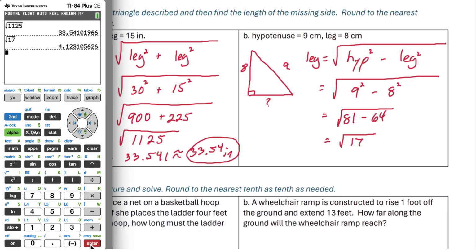Square root of 17 is 4.123. We're rounding to the nearest hundredth. So we're looking at the 2 as the rounding digit. Looking to the right of that, we round down to get 4 and 12 hundredths, and this time centimeters.